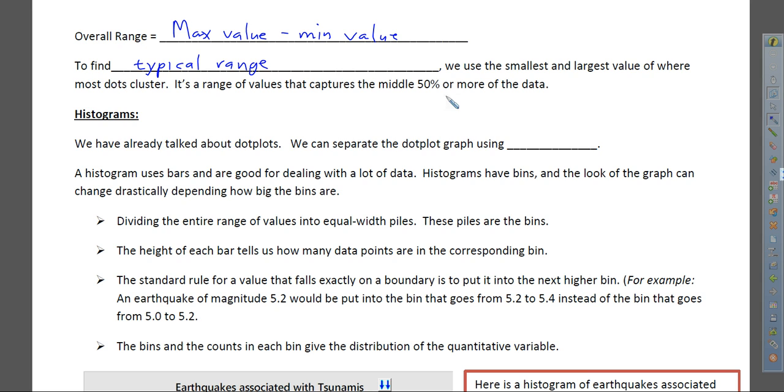You may look at your class and say, well, the shortest person is 4'10", the tallest person is 6'4". But I don't say typically people are between 4'10" and 6'4" in the class. Well, no, that encompasses everybody in the class. I might say that it looks like most people in the class are 5'3" to 5'8". That would be a typical range. I'd say typically people in the room are from 5'3" to 5'8" in height.